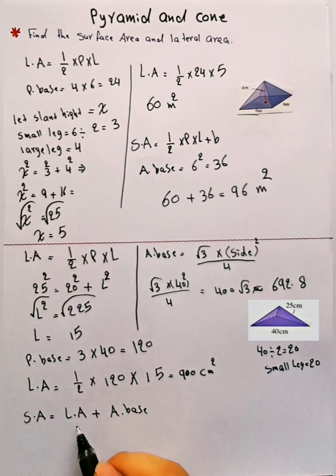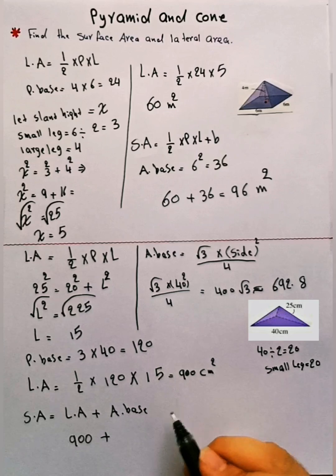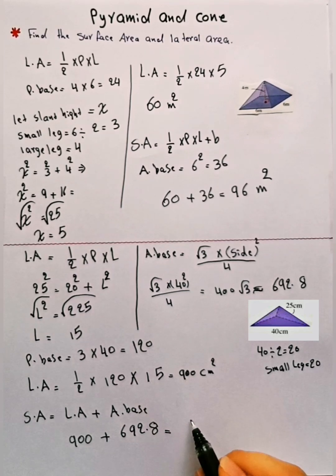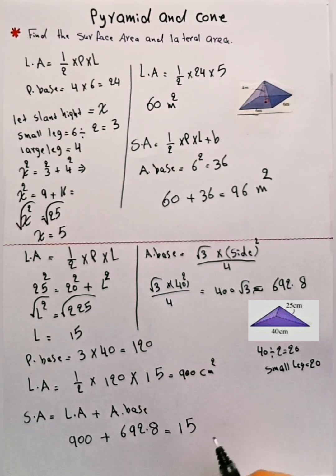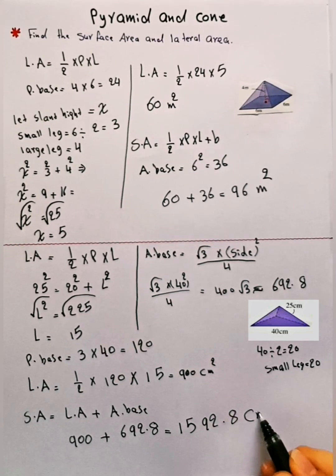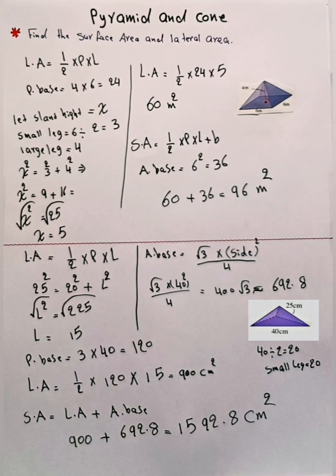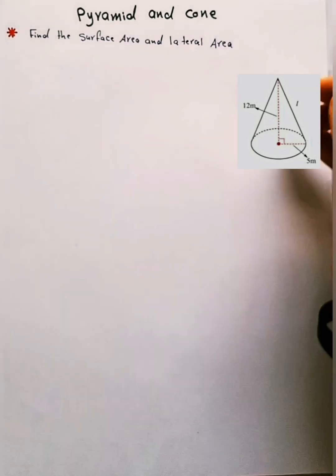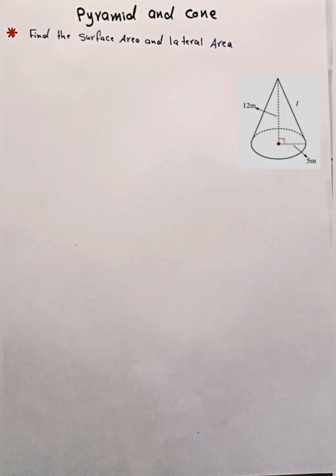692.8. Now the lateral area is 900 plus the area of the base, 692.8. The sum is 1592.8 centimeter square. After that, we have to find the surface area and lateral area for this regular cone.